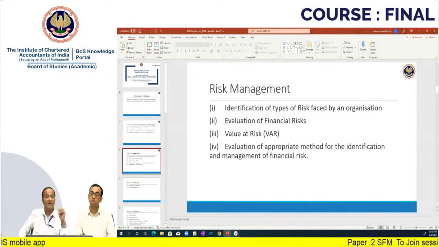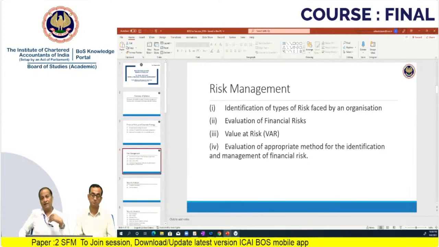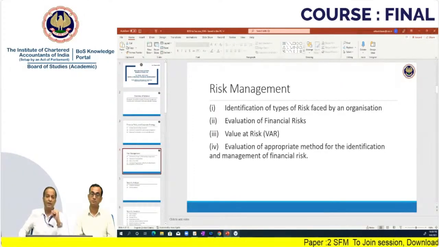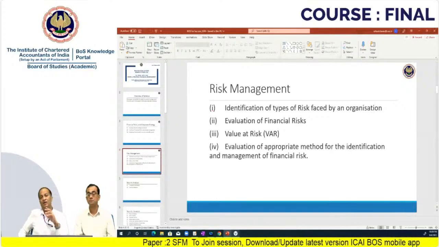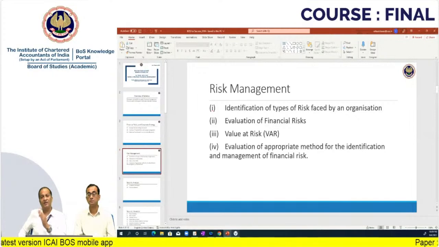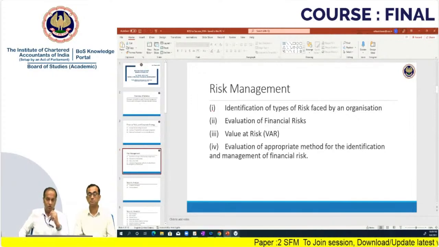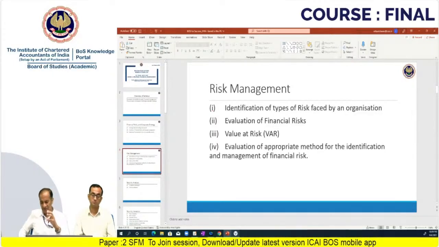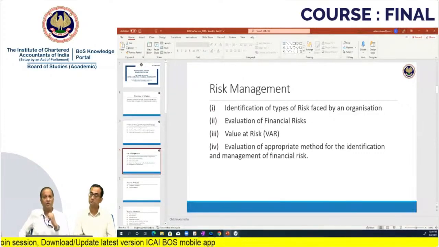Students, there are n number of risks. We cannot say that this is a risk and another is not a risk. Risks are n in number, and it depends on the company, on the organization. One risk may be very important, another risk may not be that important. But broadly, we can say that risks can be divided into the following categories.